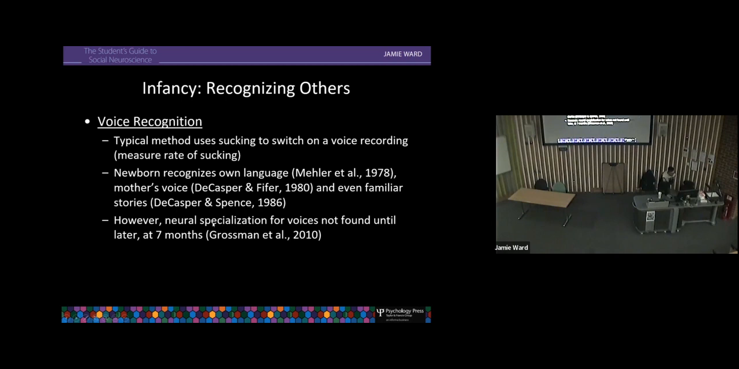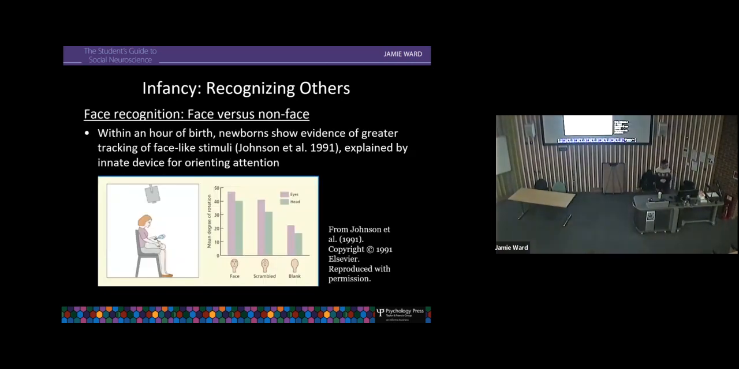But if you actually look in the brain, there are parts of the brain that respond to voices more than other auditory stimuli, but these are not actually specialized for voices until later. So the voice-sensitive regions are not specific to voices at that age, even though the infant can discriminate between these sorts of things.